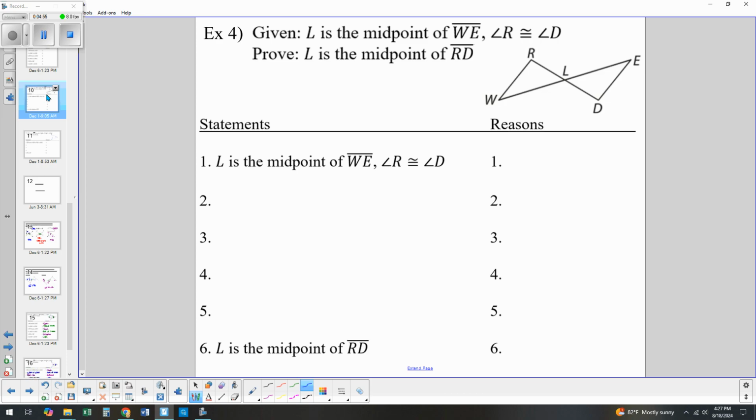Our last example, we have everything that was given to us in the first line, but nothing is marked, so R is congruent to D, and they didn't mark it for us this time, so we make sure to mark that. And the other given was that L is the midpoint of WE. So we know by seeing a word, we could use the definition of that word. And if I'm cutting WE in half, WE is right here, that would make these two the segments that are congruent. So we're going to say segment WL is congruent to segment EL.